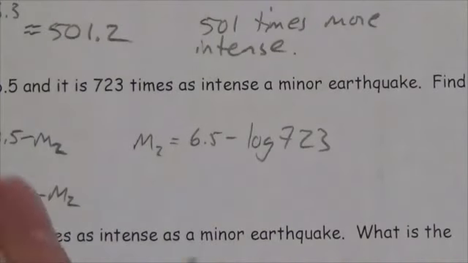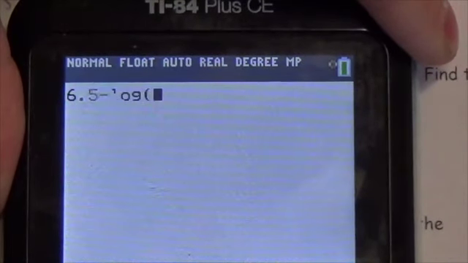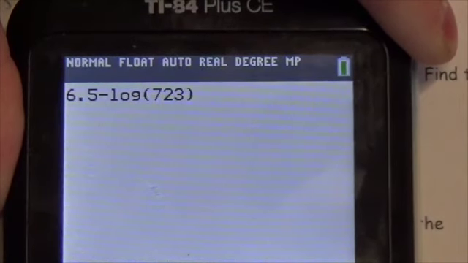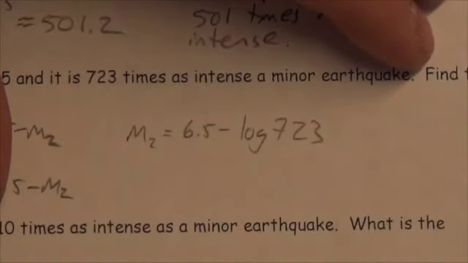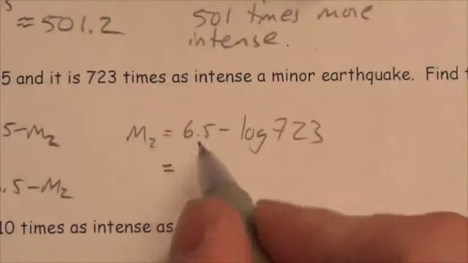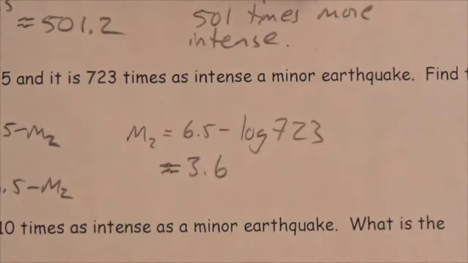So now let me do this with you here. So 6.5 minus the log of 723. Whoops, 723. So 3.64. Okay, so 3.6. So the magnitude of that second quake here is roughly, approximately 3.6 on the Richter scale.